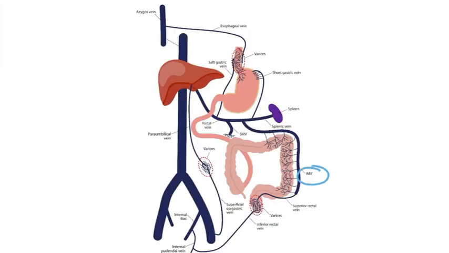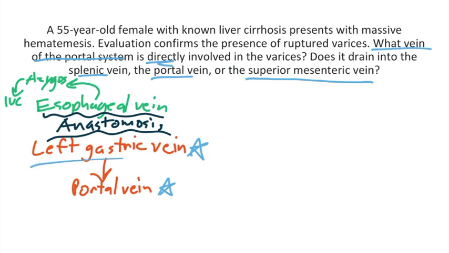Notice how the inferior mesenteric vein drains into the splenic vein right here, and this forms the portal vein. So by the time the left gastric vein drains into the portal network, it drains into the portal vein. So again, the hematemesis in this cirrhotic patient resulted from increased portal pressure leading to ruptured esophageal varices, which gives them hematemesis. So the answer to our question is the left gastric vein, which drains into the portal vein. And that concludes this section.